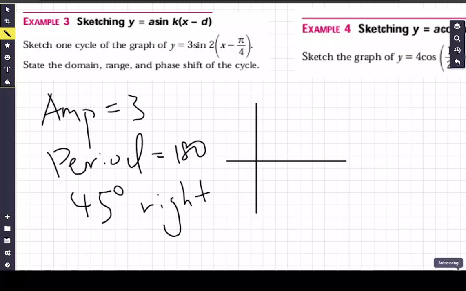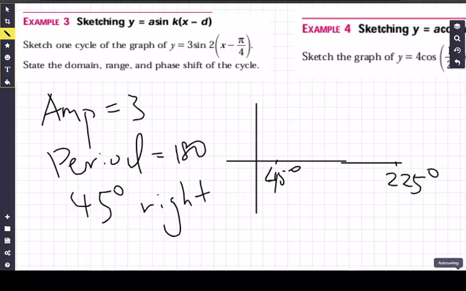45 degrees to the left, right. So here, let's say this is 45. And our period is 180 degrees. So 45 plus 180, that's going to give you 225. So let's say this is 225.